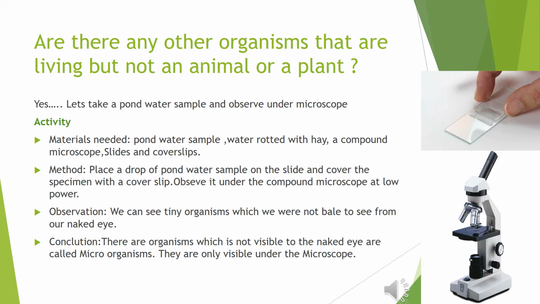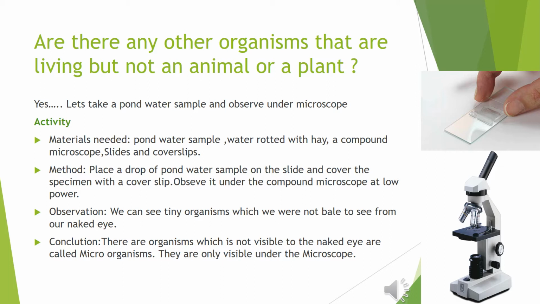We are going to do a simple experiment to see who these microorganisms are. The materials needed for this activity are a pond water sample, water rotted with hay, a compound microscope, and slides and cover slips. We are going to take a sample from the water taken from the pond and the rotted hay, put it on the slide, cover the specimen with the cover slip, clip it onto the stage of the microscope, and observe it under low power.